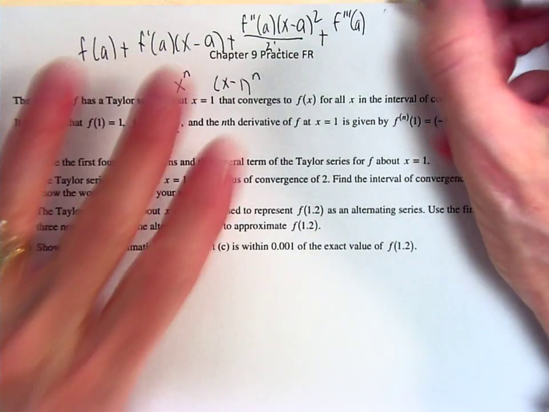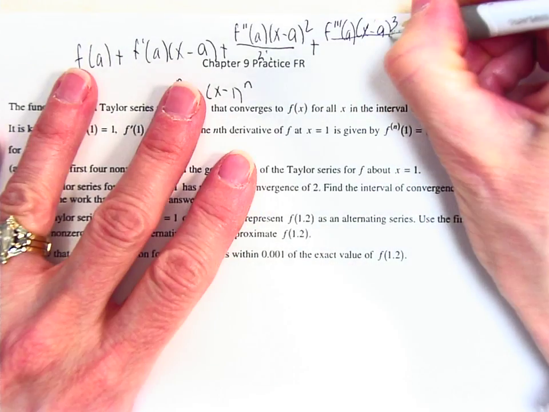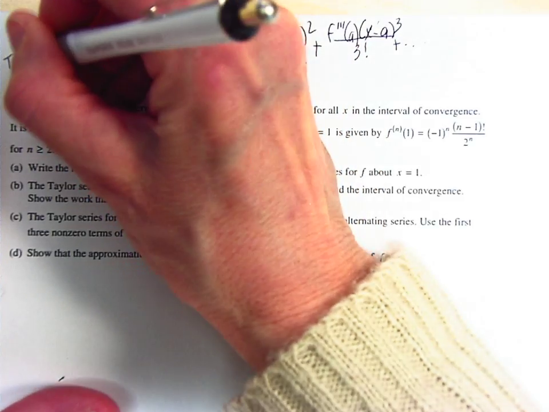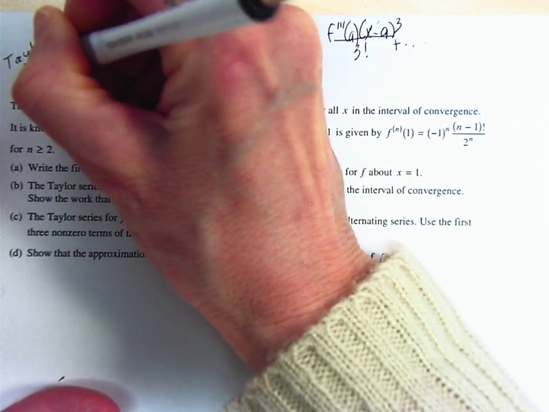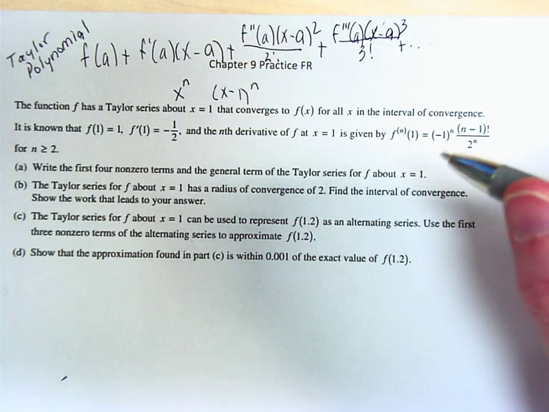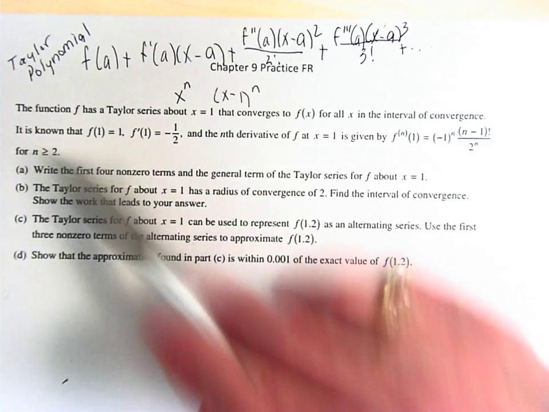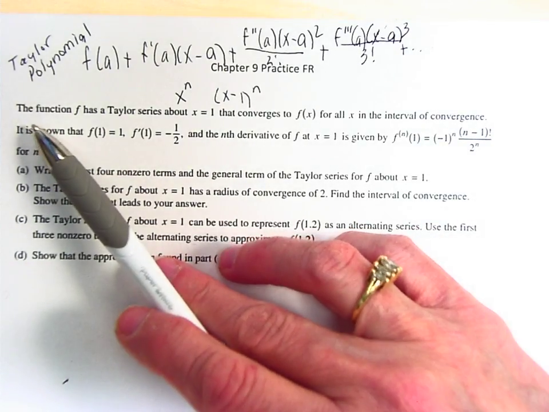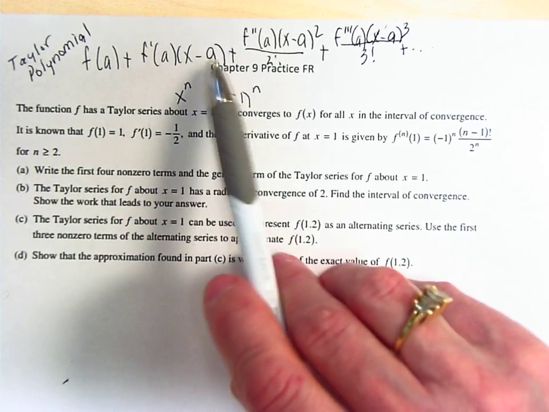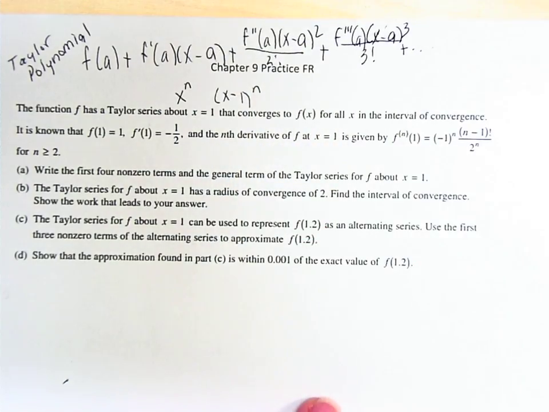So f triple prime of a, x minus a cubed over 3 factorial. Do you recall the equation? This is the equation for the Taylor polynomial. If you recall, the special case of the Taylor polynomial is the Maclaurin polynomial, and that's when a is 0. But this first question is an example where it's a Taylor series about x equals 1. So that means this a is 1, so we're going to stick 1s in there when we write this out.